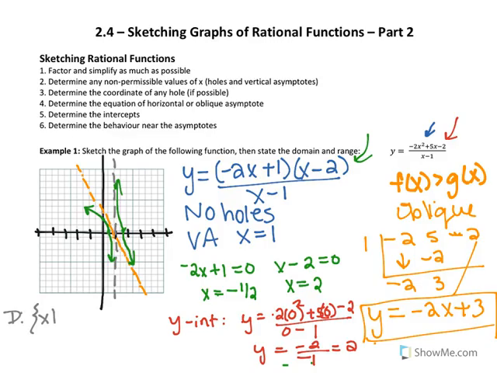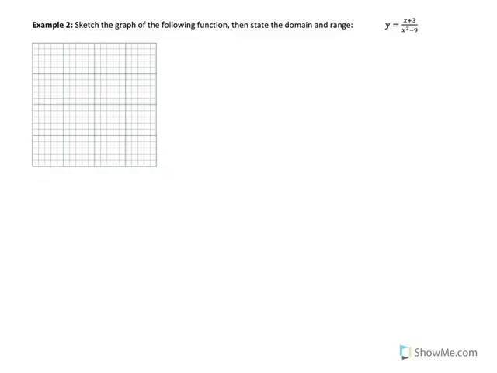For our domain, x cannot equal our asymptote at 1. I didn't even write the 1 in. And our range can be everything. There we go. All done. So not so bad. Next one.